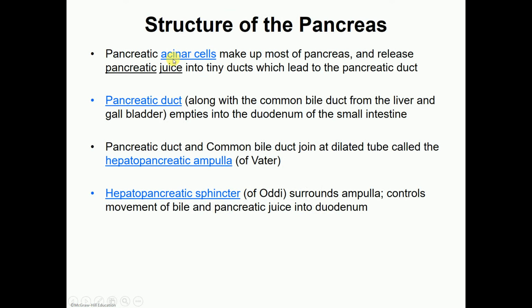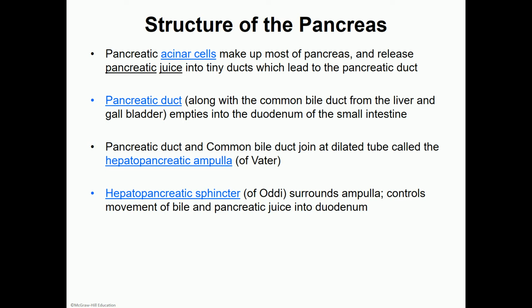The structure of the pancreas, as you've seen, we've got the pancreatic acinar cells. Those make up most of the pancreas. They release the pancreatic juice, and we'll talk about the different kinds of digestive enzymes that the pancreas makes. And then there's the pancreatic duct. The smaller ducts produce the bicarbonate, and we'll see how the pancreatic duct, together with the bile duct, bringing bile from the liver and gallbladder, both unite and open into a common opening into the duodenum of the small intestine.